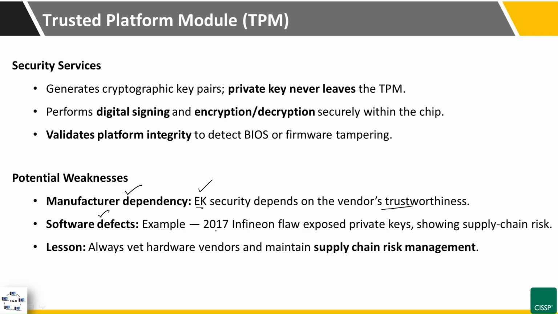An example is the 2017 Infineon flaw, which exposed private keys, showing supply chain risk. Users were able to extract private keys from the TPM in 2017, thus compromising the security of the TPM. So the lesson is to always vet the hardware vendor and maintain supply chain risk management.